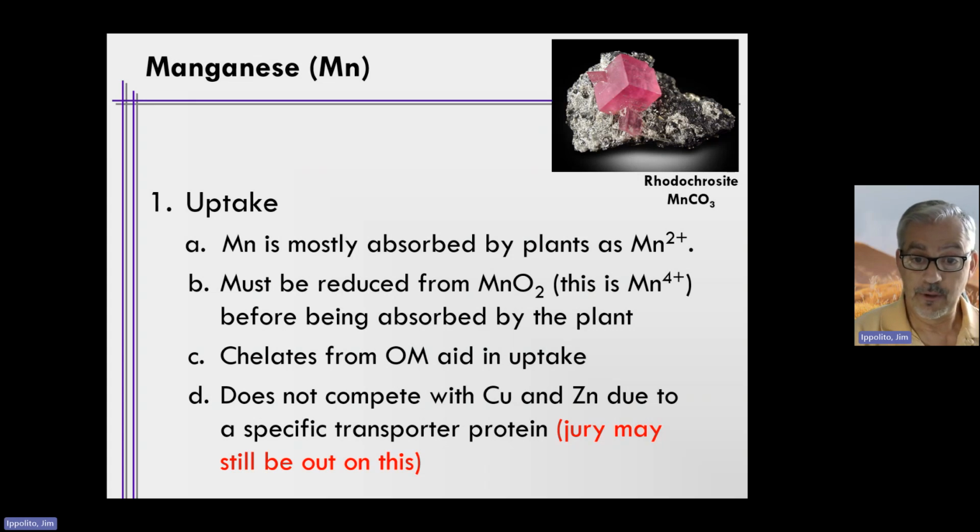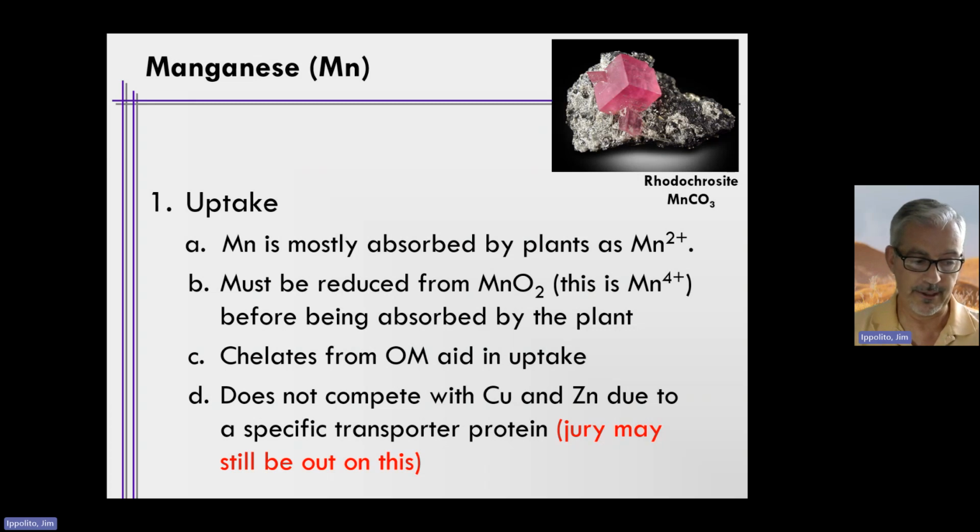Chelates from organic materials can aid in the uptake. So just like copper, chelates can grab a hold of manganese and carry it from an area of high concentration, say in the bulk soil, to an area of low concentration, say near the root. And so the chelate carries manganese to the root, releases it for root uptake, and goes back out.